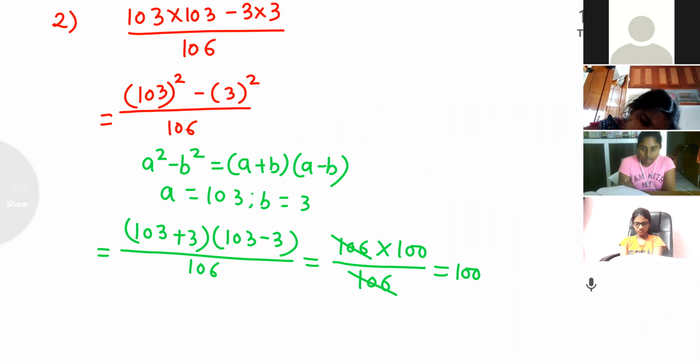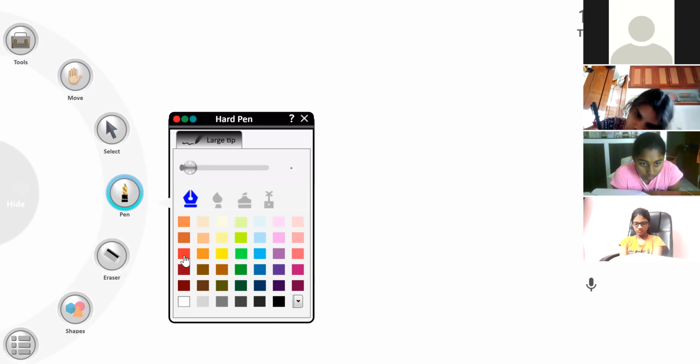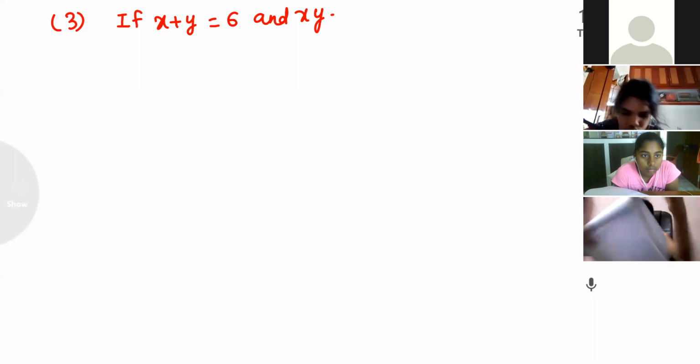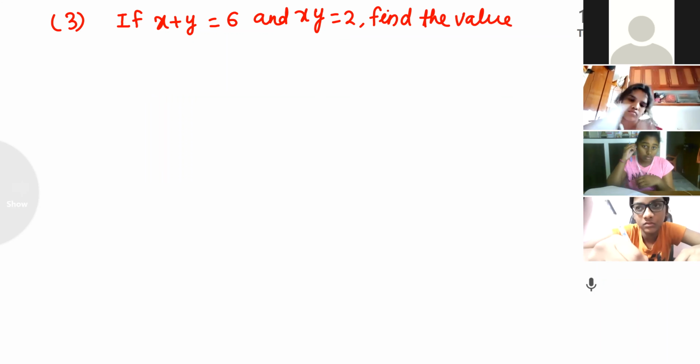Example 3. If x plus y is equal to 6 and xy is equal to 2, find the value of x square plus y square.